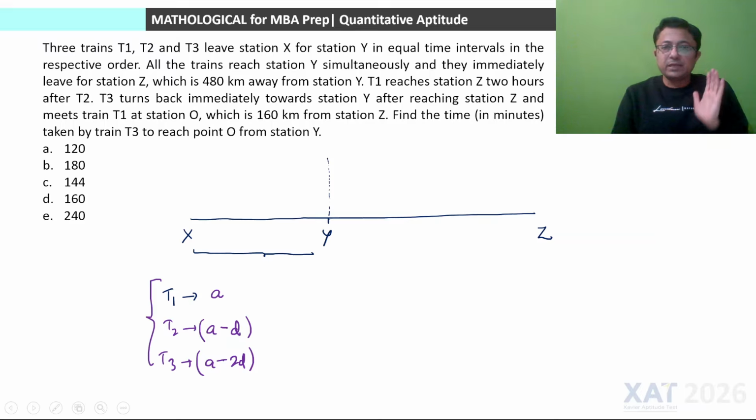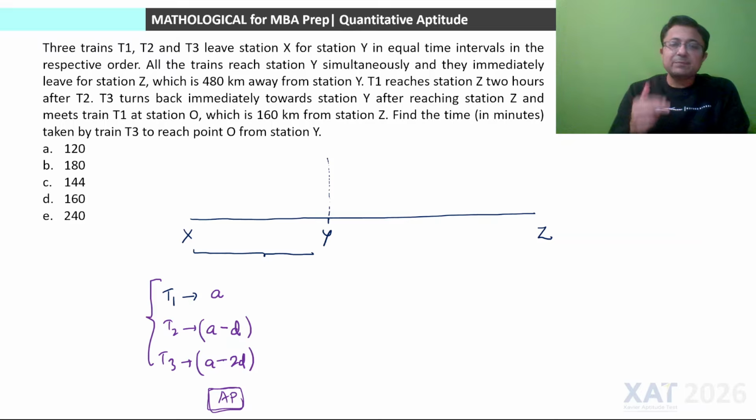a minus d and a minus 2d, these will be time taken. This clearly hints that time taken are in arithmetic progression. अगर अब तक क्लिक नहीं किया हो इसीलिए समझा रहा हूं इतना, ठीक है. अगर ये क्लिक कर गया तो बहुत अच्छी बात है, but otherwise now you understand that times taken by T1, T2 and T3, these are in arithmetic progression.